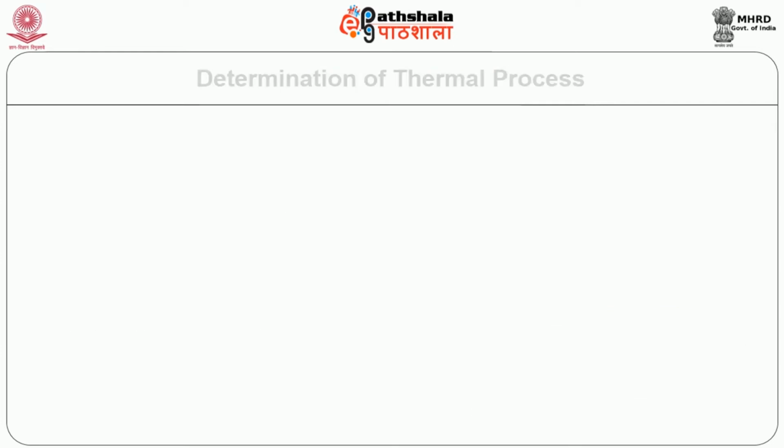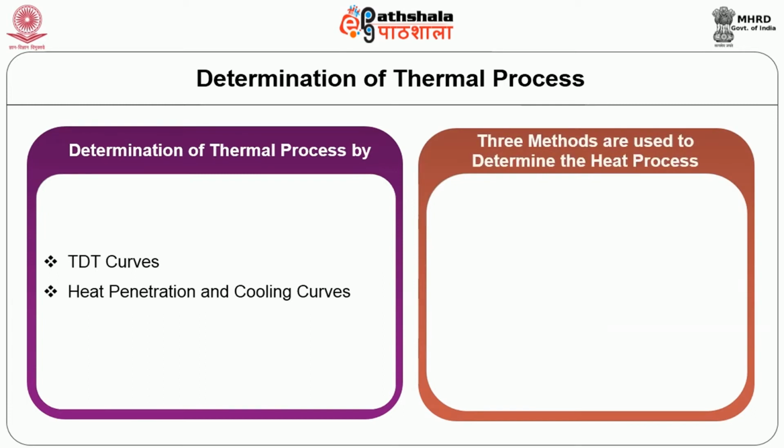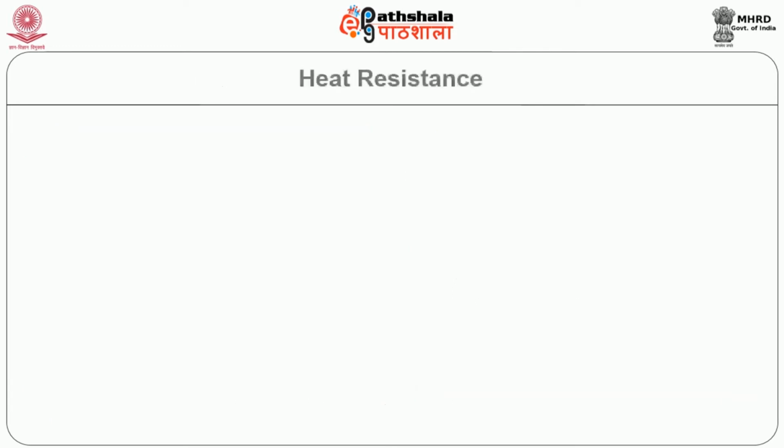The next is determination of thermal process. Determination of thermal process is by TDT curves, heat penetration and cooling curves. Three methods are used to determine the heat process: graphical method, formula method and nomogram method. Under heat resistance, the first one is thermal death curves.